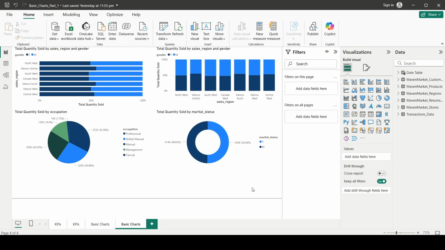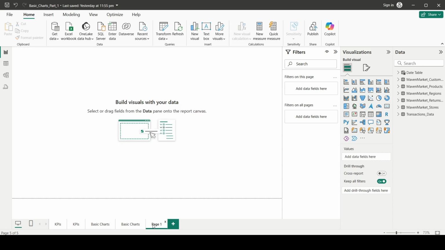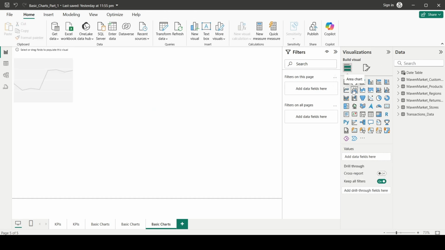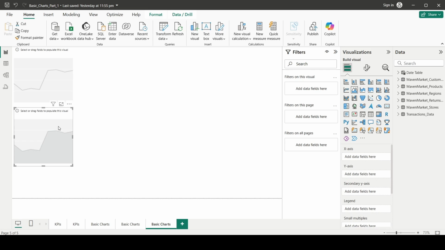Let's create another page named basic charts to implement line chart and area chart. Hit enter. Now, let's talk about line chart and area chart. The first chart in the second row is a line chart. Click on it. The second chart in the second row is an area chart. Click on it. Let's place them side by side.